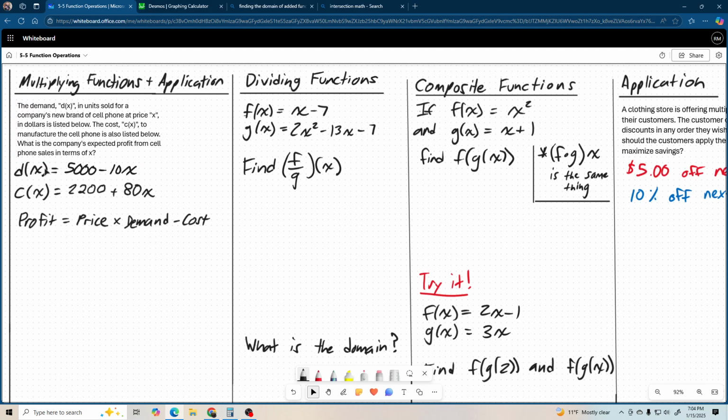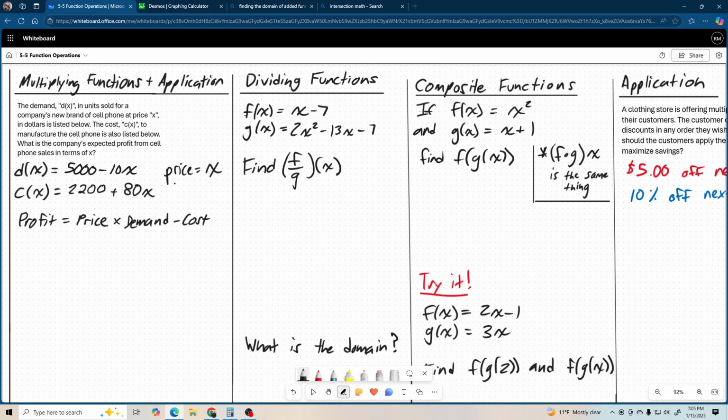Well, first of all, we have the D of X here, right? And of course, D of X is our units sold. It's the demand, in units sold, where units sold is X, right? Our cost is C of X, which is here, the 2200 plus 80X. And then, of course, our price is just going to be X, which is the price per unit. So we can even write that: the price is just X, and everything's in terms of this price.